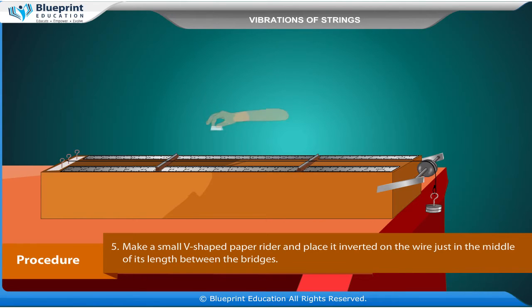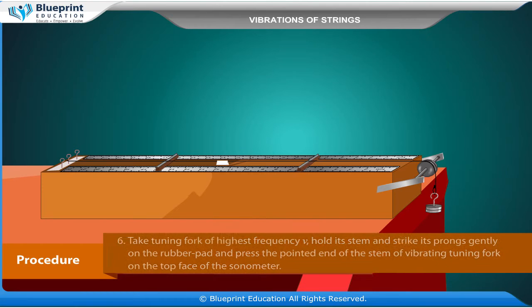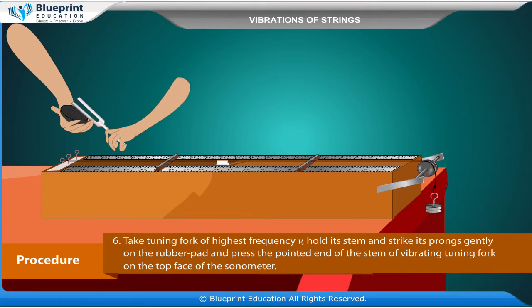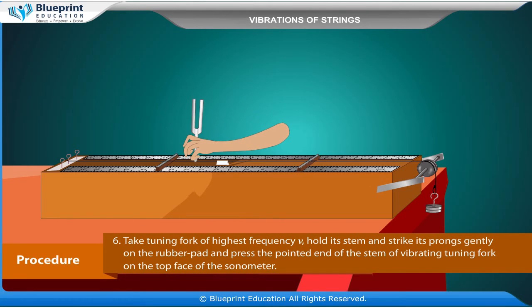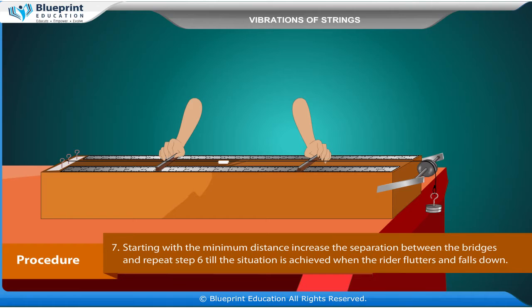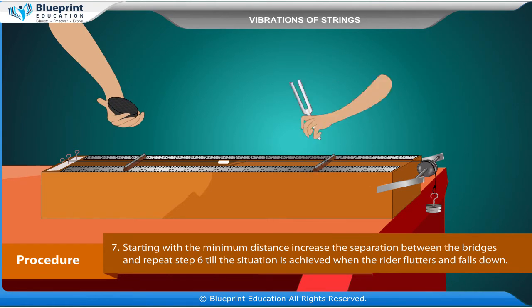Make a small V-shaped paper rider and place it inverted on the wire just in the middle of its length between the bridges. Take tuning fork of highest frequency, hold its stem and strike its prongs gently on the rubber pad and press the pointed end of the stem of vibrating tuning fork on the top face of the sonometer. Starting with the minimum distance, increase the separation between the bridges and repeat step 6 till the situation is achieved when the rider flutters and falls down.